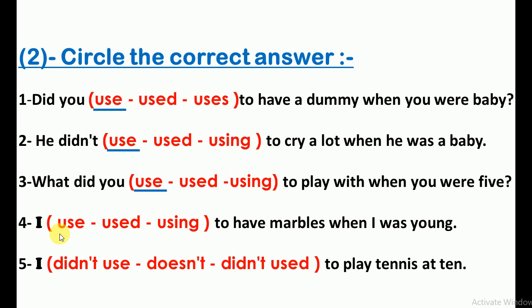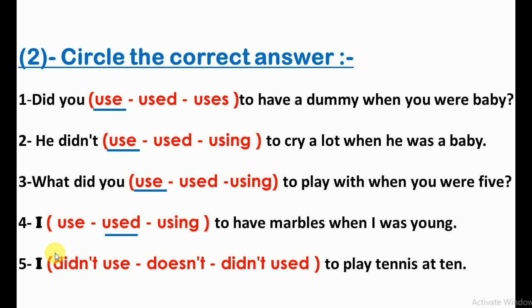So we use the affirmative form to talk about a past habit, or something that you used to do in the past or that you always did in the past, but you don't do now. So we say, I used to. Good job, used. I used to have marbles when I was young. That means in the past, like 5, 6, 7, or whatever years ago, you used to have or play marbles, but now you grew older and now you don't do that. All right? So I used to is a habit in the past. I used to have marbles when I was young, and we explained that in detail in the previous videos.